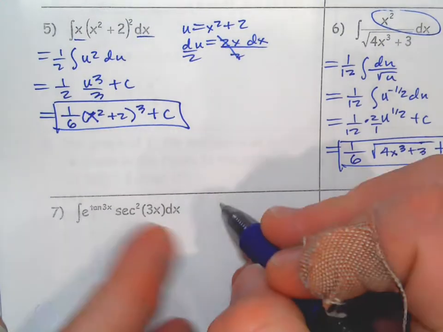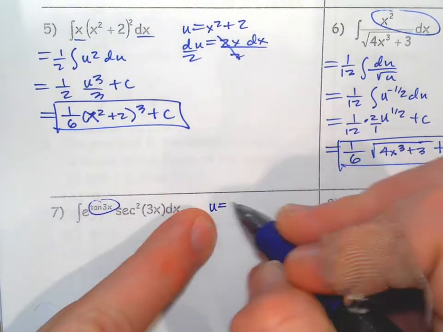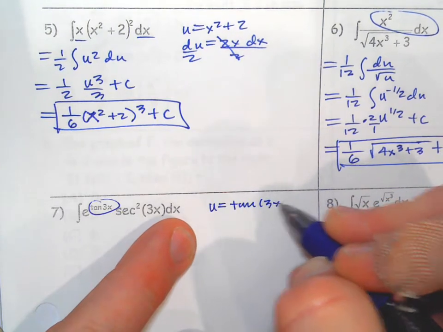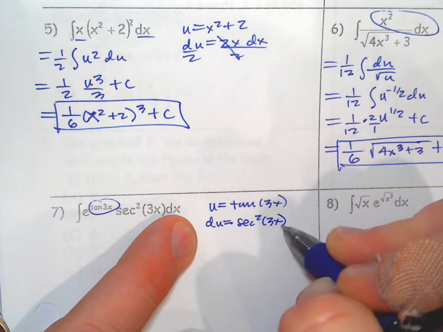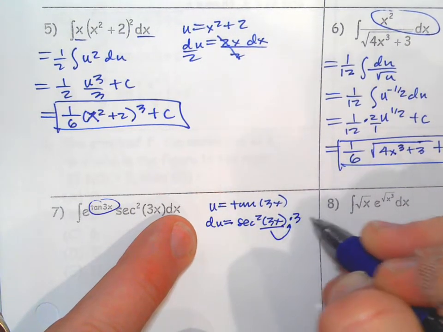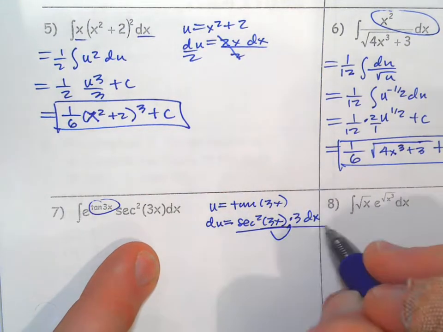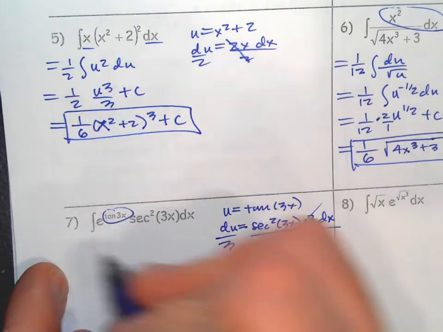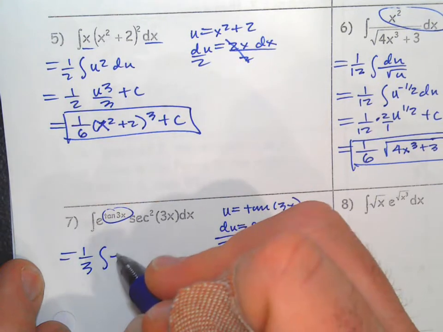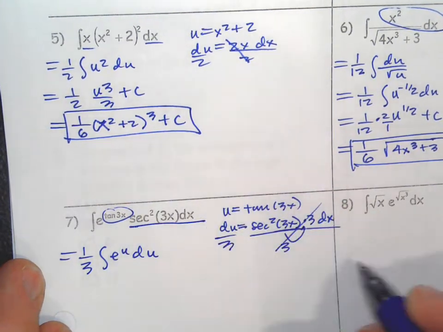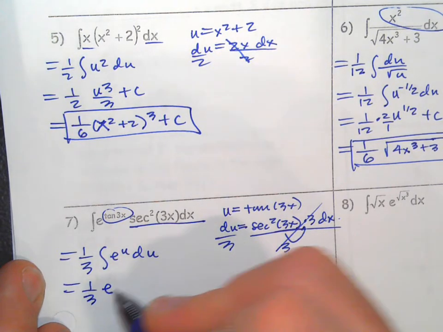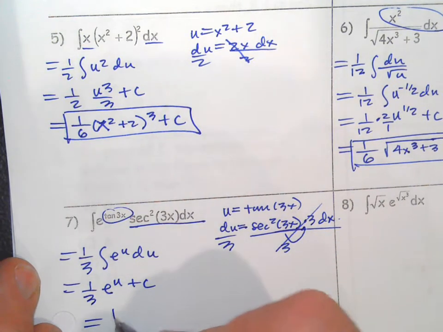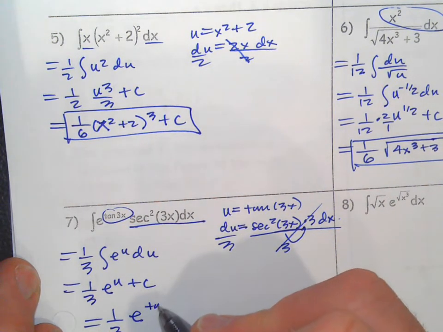All right, number 7. I'm going to go with u is probably going to be tangent 3x. Let's try that. du equals the derivative, tangent is secant squared, but then you have to do chain rule times the derivative of what's inside, and then a dx. Now I don't want the 3, so I'm going to divide the 3 out to the other side. So I'm going to rewrite this as 1/3 e to the u du, because secant squared 3x dx is du now. So this is now a super simple antiderivative, e to the u plus c. Rewrite it back in terms of the original variables.